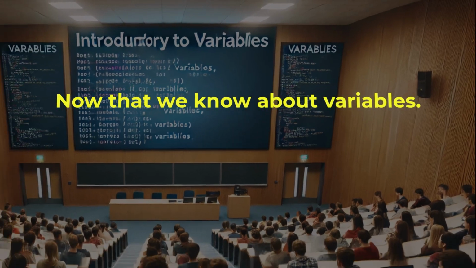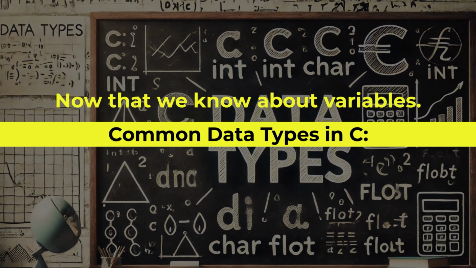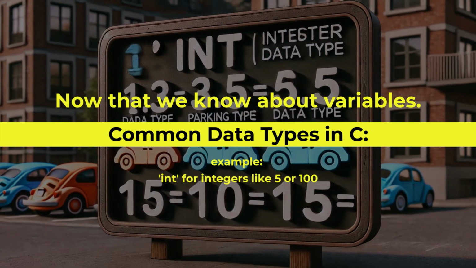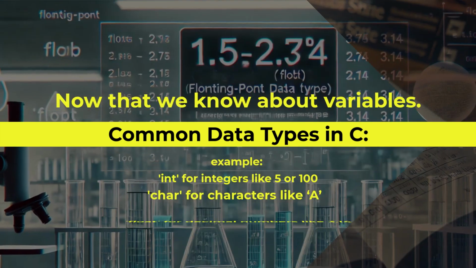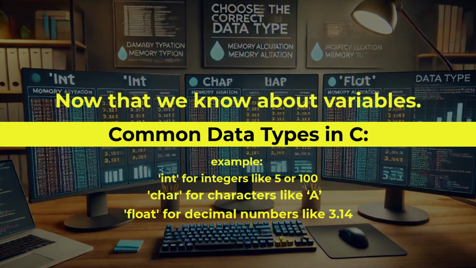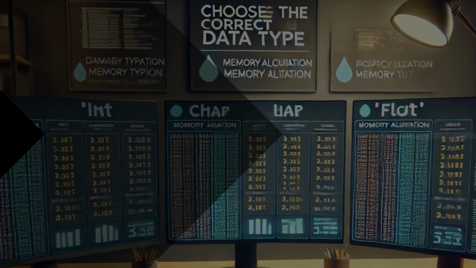Now that we know about variables, let's talk about data types. Data types define what kind of data a variable can hold. For example, int, for integers like 5 or 100, char, for characters like a, and float, for decimal numbers like 3.14. It's important to use the right data type because it helps the computer know how much memory to reserve.